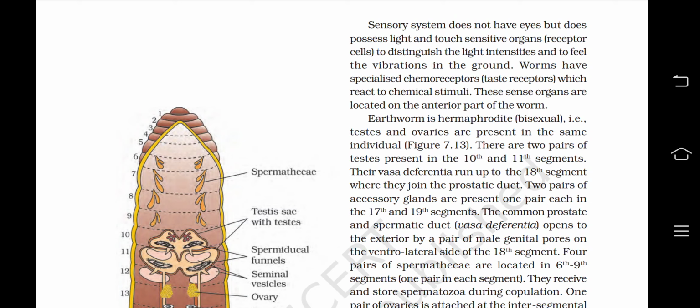Earthworm is hermaphrodite or bisexual, that is, testes and ovaries are present in the same individual. There are two pairs of testes present in 10th and 11th segment. Their vasa deferentia run up to 18th segment where they join the prostatic duct. Two pairs of accessory glands are present, one pair each in the 17th and 19th segment. The common prostate and spermatic duct or vasa deferentia opens to the exterior by a pair of male genital pores on the ventrolateral side of the 18th segment.